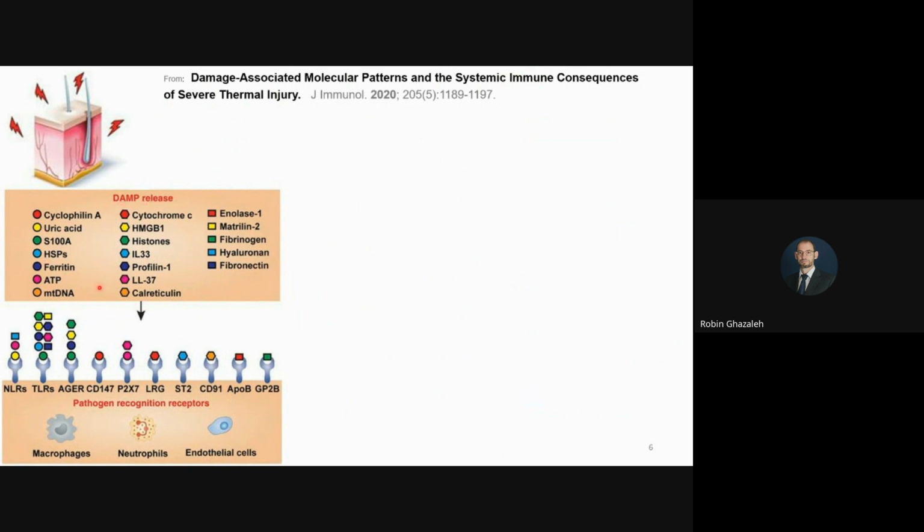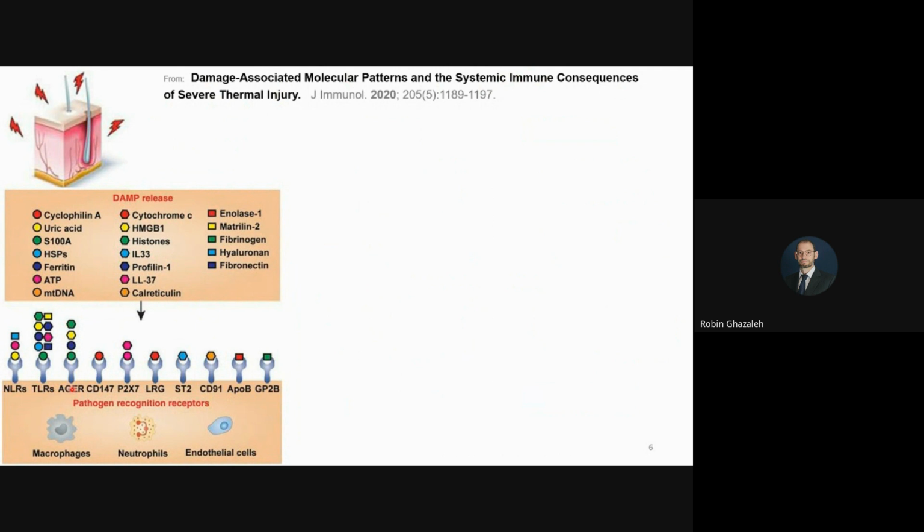And if these are serving as a danger signal, then there must be some receptors. And here is a list of various pathogen recognition receptors which are found on various cells: macrophages, neutrophils, endothelial cells. This is not an exhaustive list of cells, but these are cells where various of these receptors have been identified.